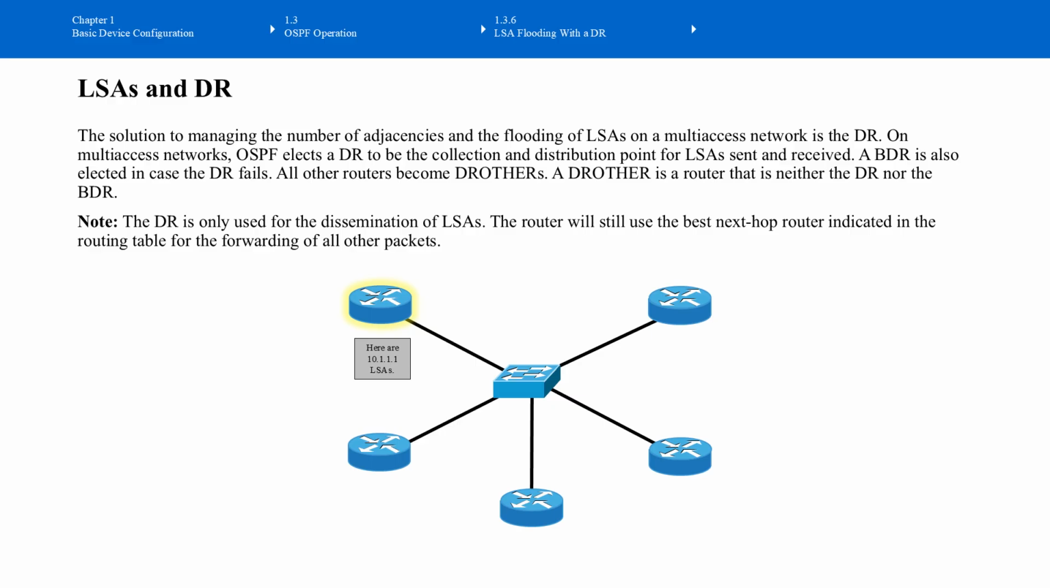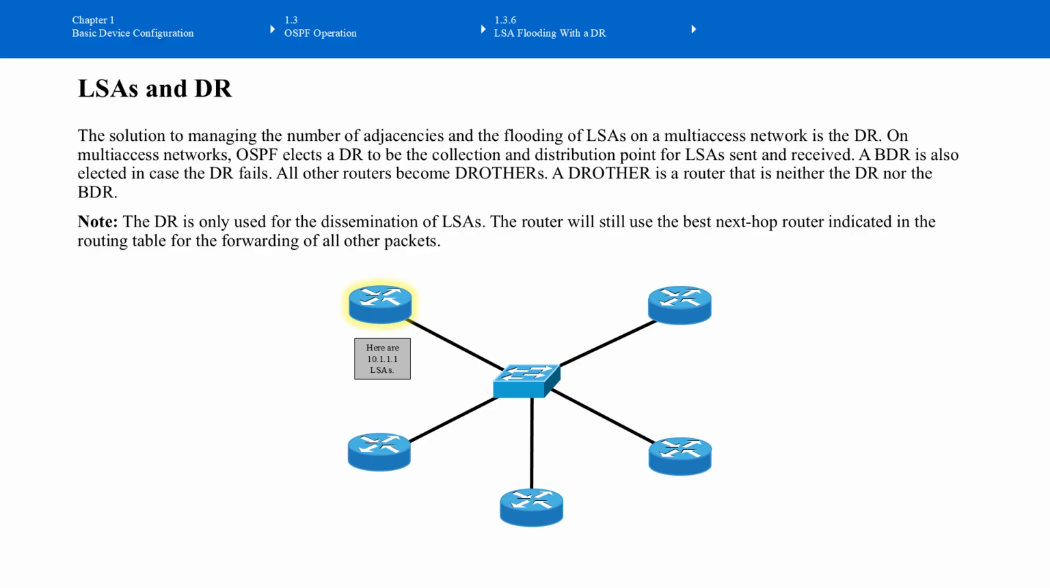And why use a DR? Without a DR, every router forms an adjacency with every other router. Every router floods LSAs to every neighbor. Every LSA requires acknowledgements. Routing traffic grows rapidly as more routers are added.